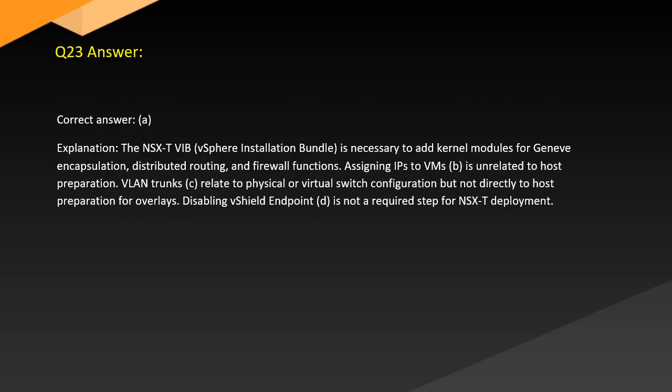Answer. Correct answer, A. Explanation. The NSX-T vSphere installation bundle is necessary to add kernel modules for Geneve encapsulation, distributed routing, and firewall functions. Assigning IPs to VMs, B, is unrelated to host preparation. VLAN trunks, C, relate to physical or virtual switch configuration, but not directly to host preparation for overlays. Disabling vShield Endpoint, D, is not required for NSX-T deployment.